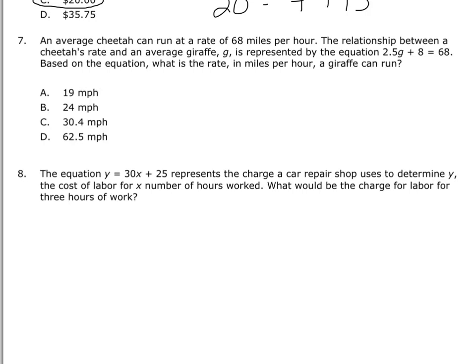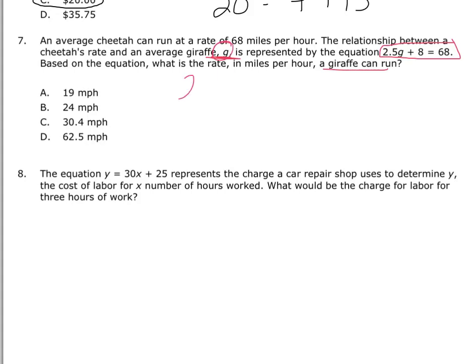Next question. An average cheetah can run at a rate of 68 miles per hour. The relationship between a cheetah's rate and an average giraffe, which is G. So again, this information helps us know what the G actually stands for. So giraffe is represented by this equation. They gave us the equation, and we know that G stands for giraffe. Based on the equation, what is the rate in miles per hour the giraffe can run? So we're looking for G, which is the giraffe.